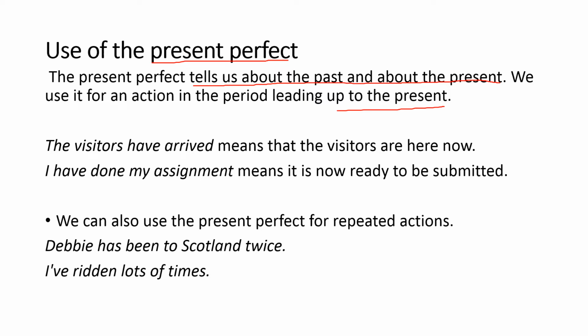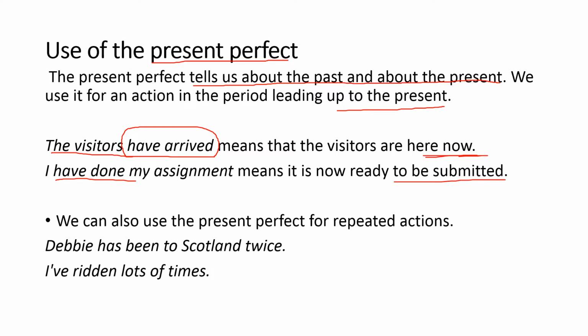When we say, for example, the visitors have arrived, it means that they arrived some time ago and they are here now. So this sentence shows a relationship between a time in the past and the present. The same thing can be said about the second sentence. When I say I have done my assignment, it means that I finished it a short time ago, and now it is ready to be submitted. So as you see, these two sentences show some sort of relationship between the past and the present, and this is the present perfect.